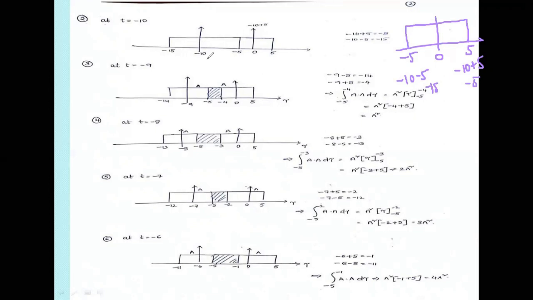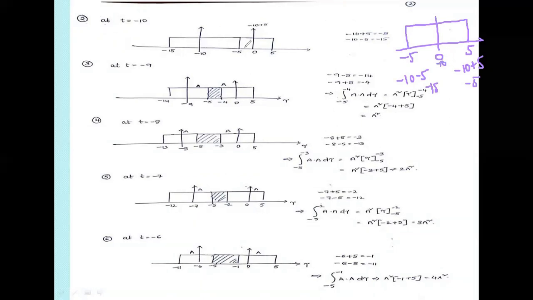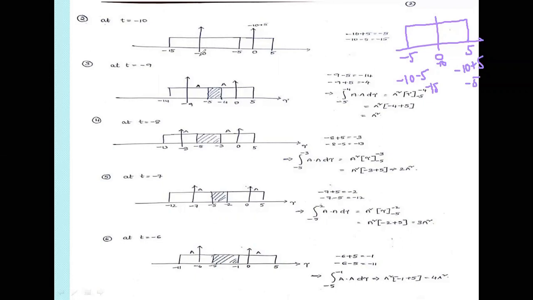T equal to minus 10 means the middle value becomes 0 minus 10. So now you can change these values to minus 15, minus 10 and minus 5. This is exactly what we get for the second function when you combine it. Now there is no overlapping here. There is no overlapping.